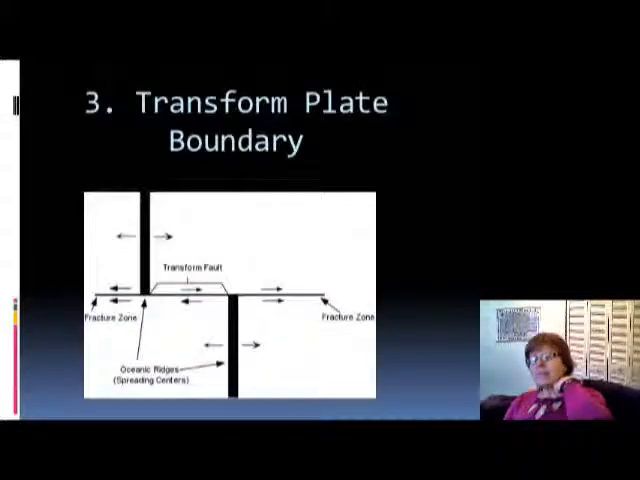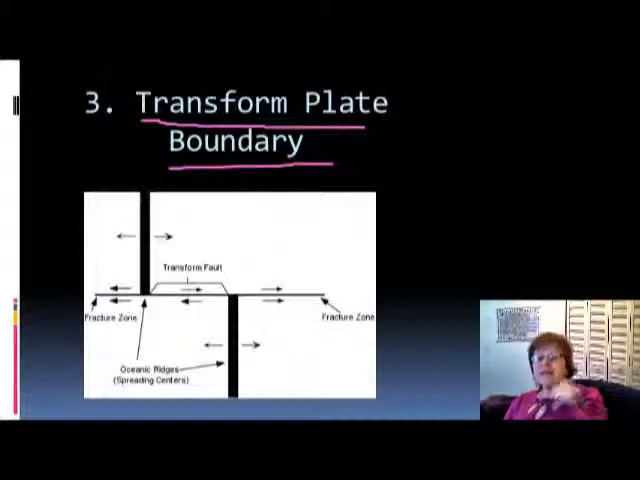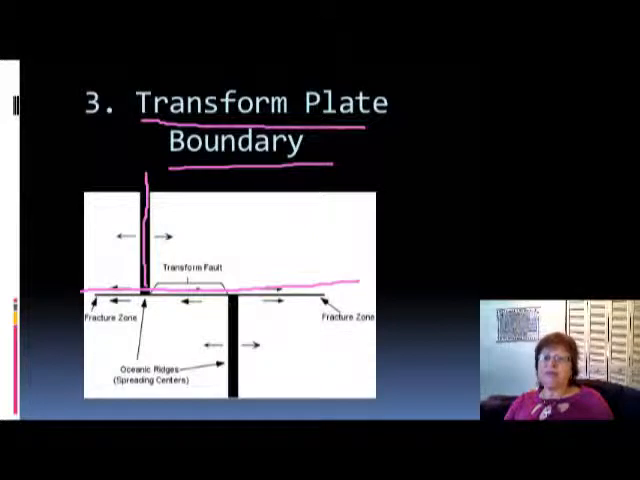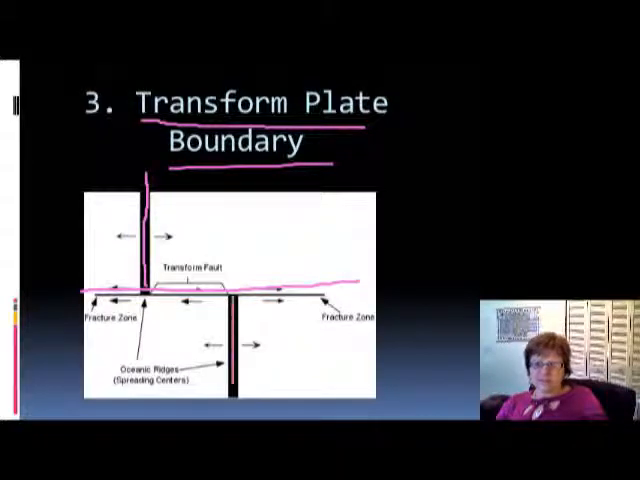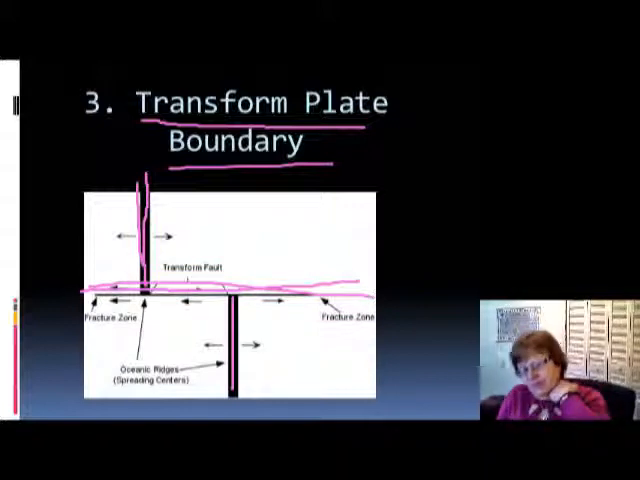The last type of plate boundary is the transform plate boundary, and we have gone through it in physical geology. That's when you have the mid-oceanic ridge, and the mid-oceanic ridge actually is not one plate, but it's broken up by these transform plate boundaries when the plates are sliding next to each other. So this is the mid-oceanic ridge, transform plate boundary.